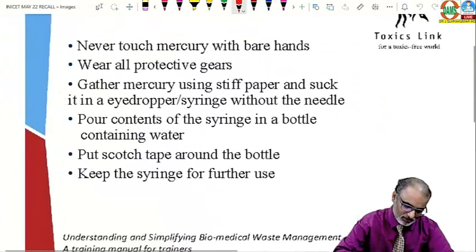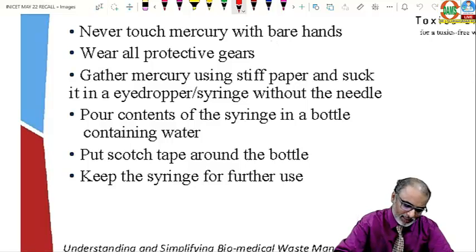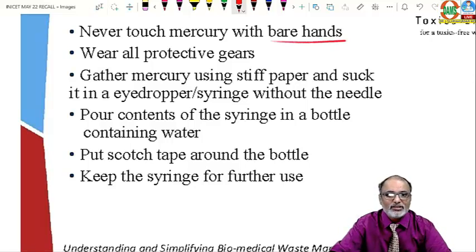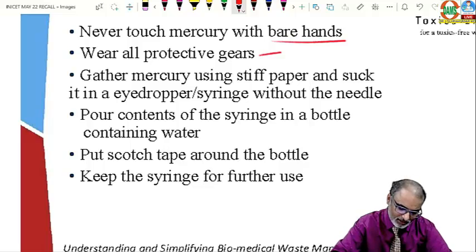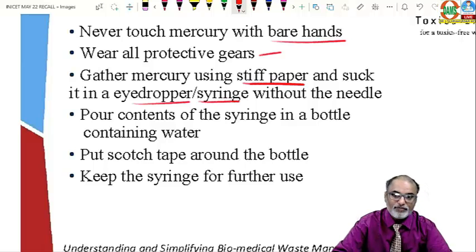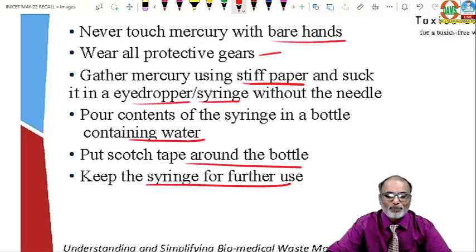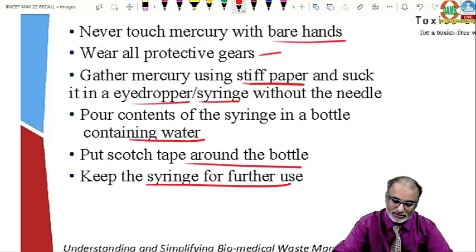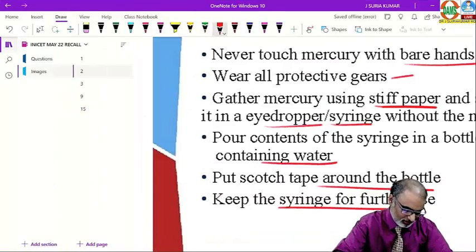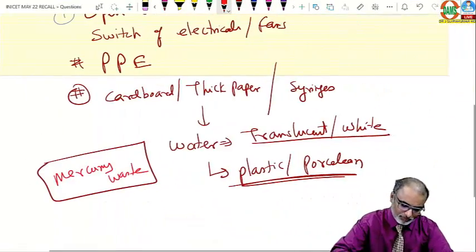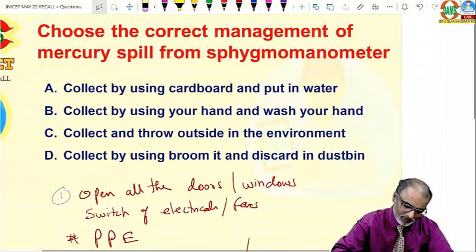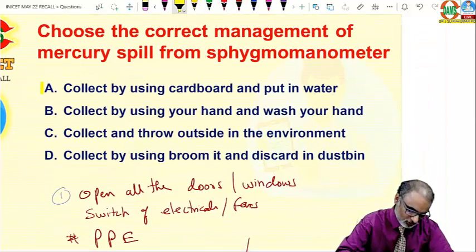Mercury spill: never touch mercury with bare hands. Wear all protective gear. Gather mercury using stiff paper and suck into an eyedropper or syringe without the needle. Put it in the container containing water. Scotch tape around the bottle. Keep the syringe for further use. Got it? So based on this, come to the answer. Collect by using cardboard and put in water. Yes, it's the correct option.